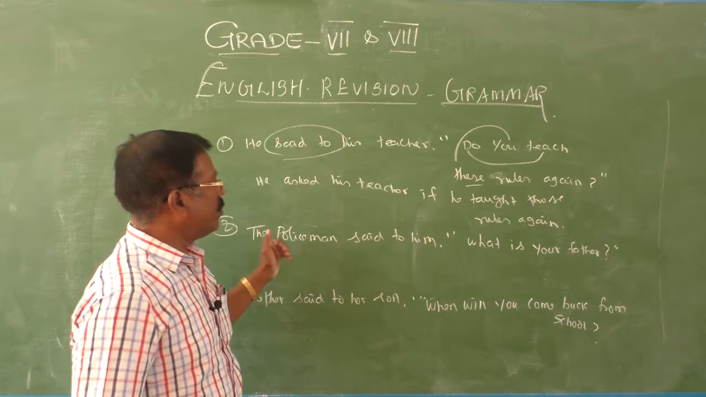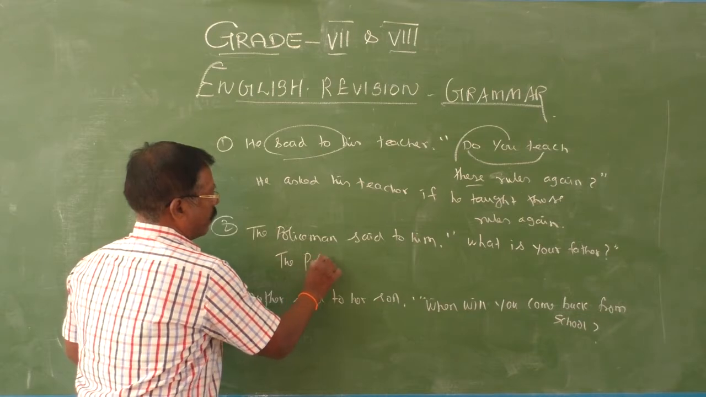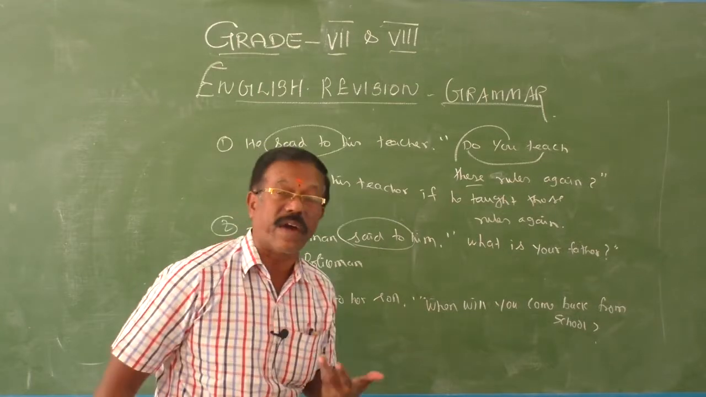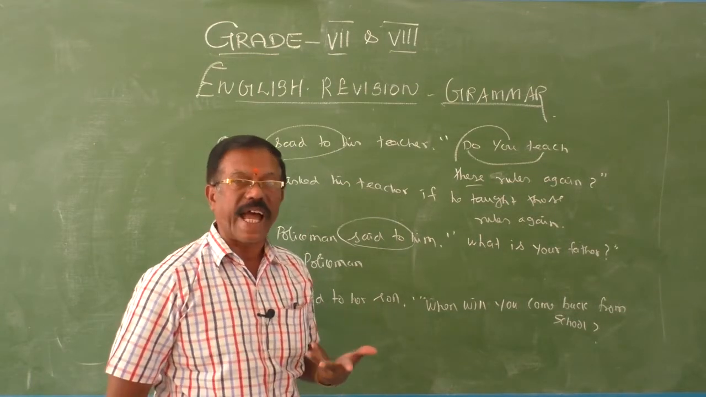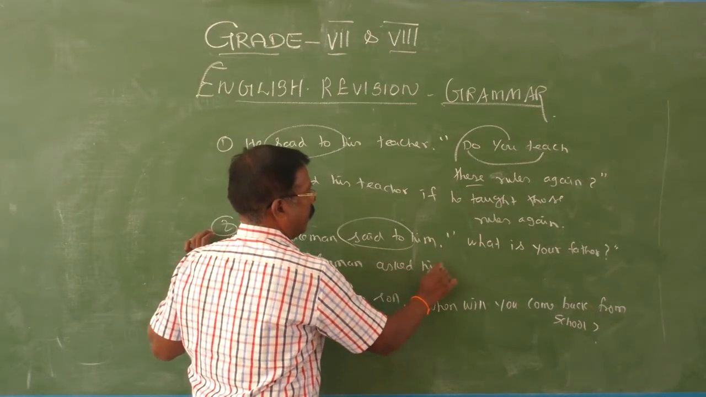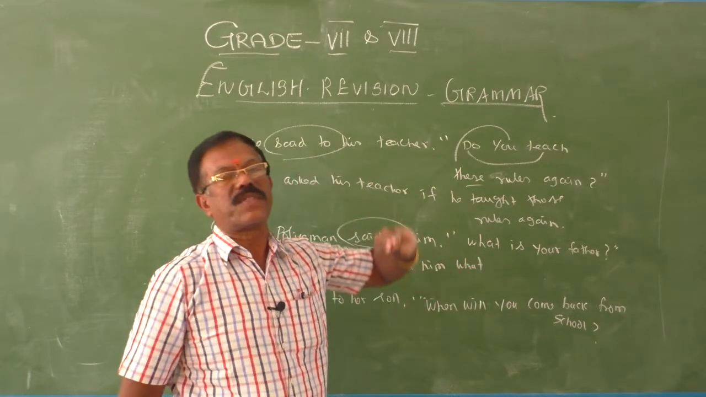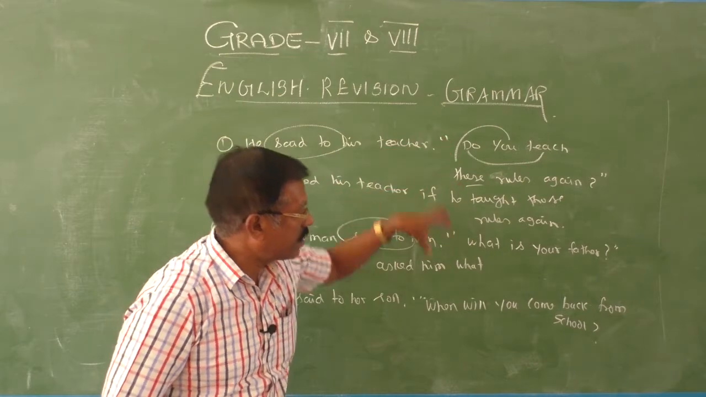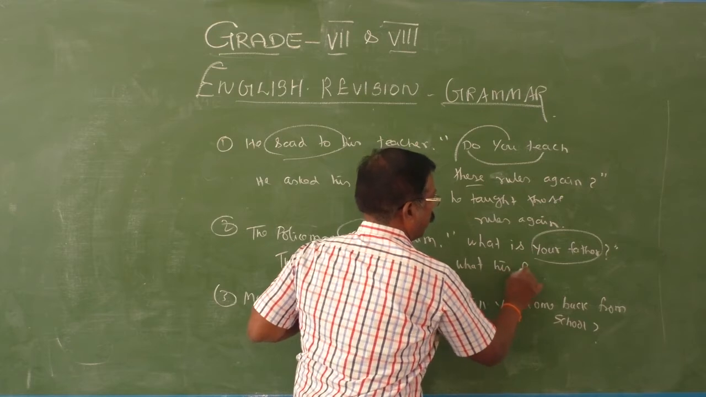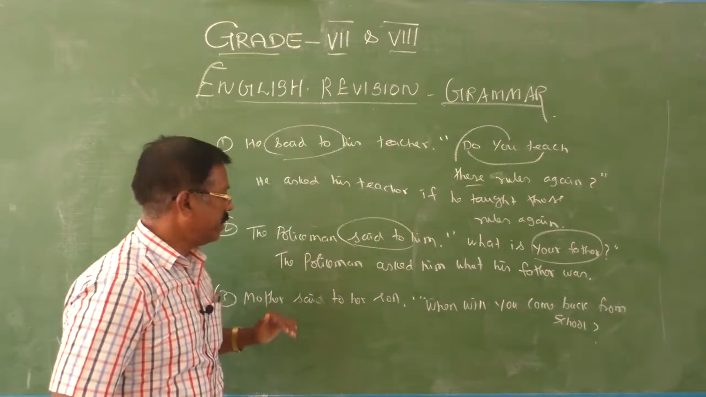Okay, fine. The policeman said to him, what's your father? Here you can use the reporting verb. Instead of said to, asked, you can also use inquired. The policeman asked him what. Here what's the connecting word? If a question starts with a question word, the question word itself should be used as a connecting word. What his father was. Then the full stop.